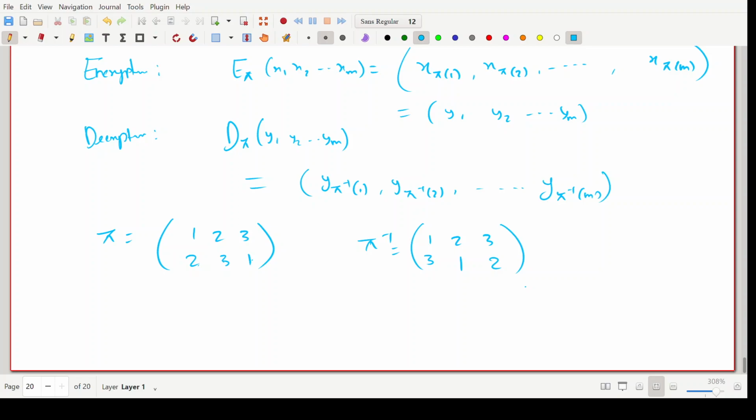I got pi inverse. Now suppose I would like to encrypt a message. Suppose my message is hell. What is the encryption? I have to change the positions. Look at the first character, h. The position of the first character is going to change, because 1 goes to 2. The first character should go to position 2.